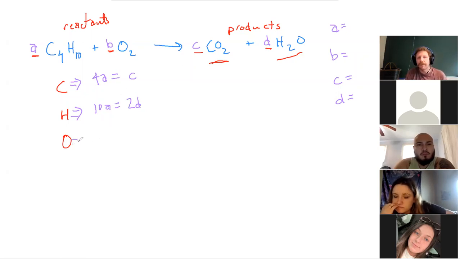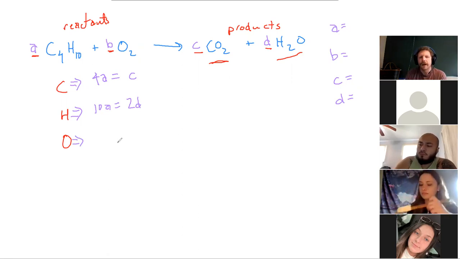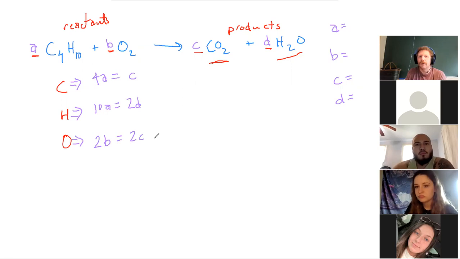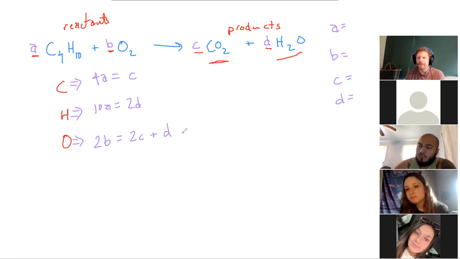Now I need to come up with the same sort of equation for oxygen. And I'm going to say 2B is equal to, and this one gets a little bit more complicated because I have 2 oxygen in molecule C, and I've got 1 in molecule D. But I'm just going to say 2B is equal to 2C plus D. Does that make sense? Wonderful.